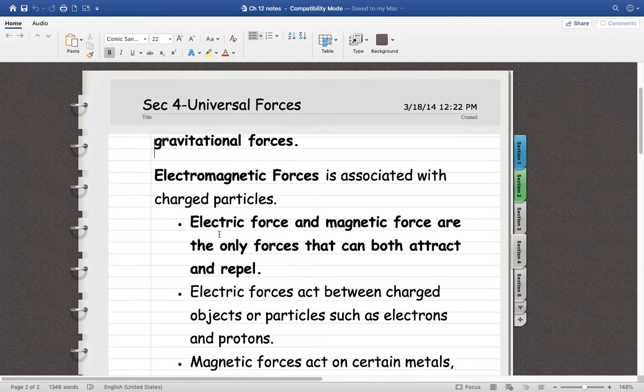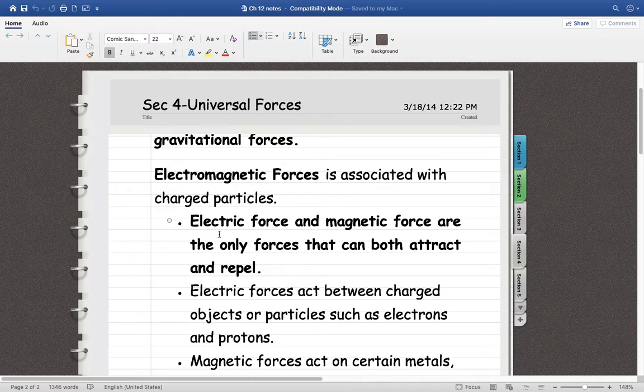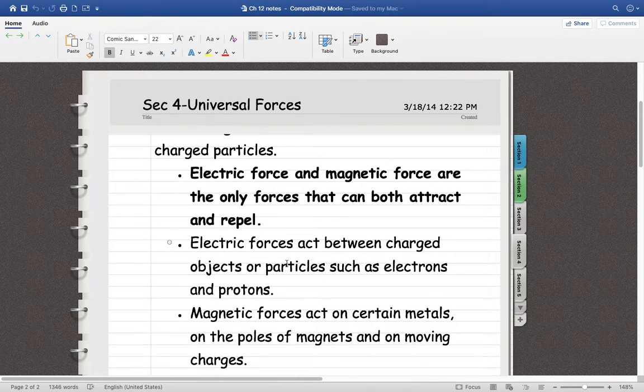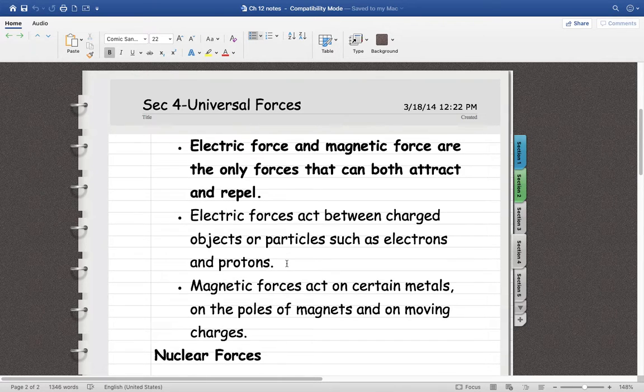Electromagnetic forces are associated with charged particles. The electric and the magnetic force are the only forces that can both attract and repel. Electric forces act between charged particles or objects such as electrons and protons. If you have a positive and a positive, they're going to repel. If you have a negative and a positive, they're going to be attracted.